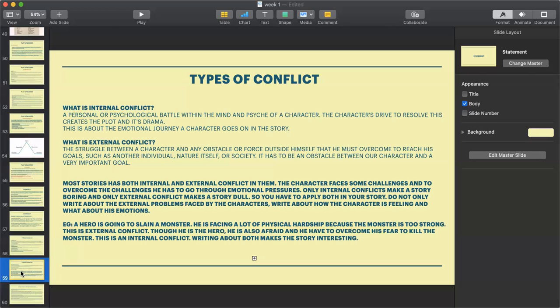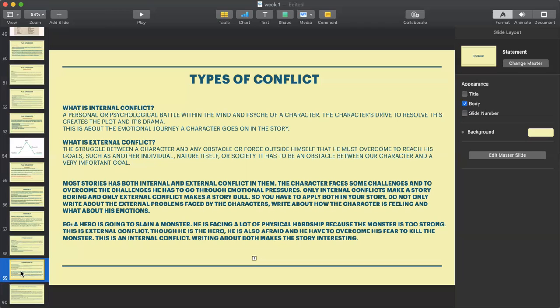Though he is the hero, he is also afraid. Every single one of us is always afraid of something or the other, right? So even if the hero is a very powerful king, still he is afraid standing in front of that huge big monster because he is very strong. What if he dies? But he is fighting and killing the monster because he wants to save his kingdom. He has to overcome his fear. He has to be brave. Got it? So this is an internal conflict.